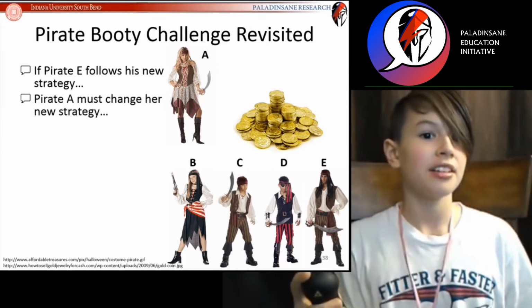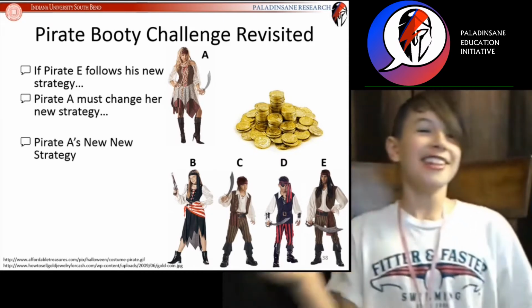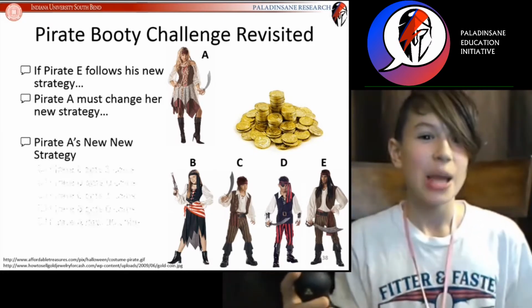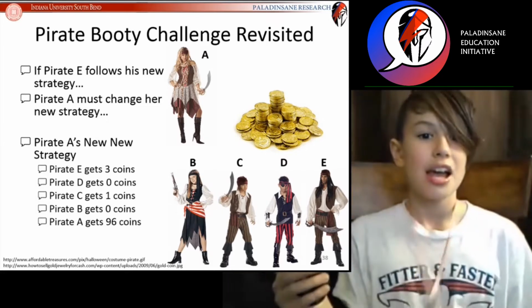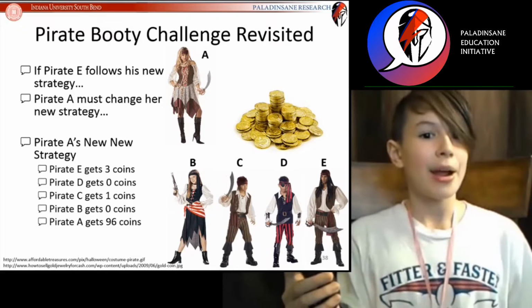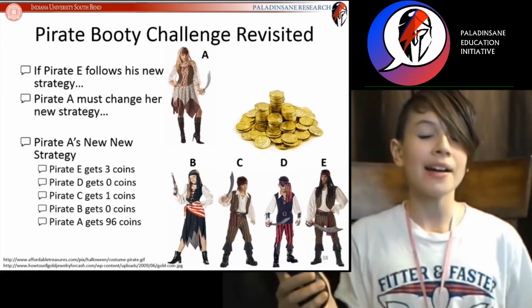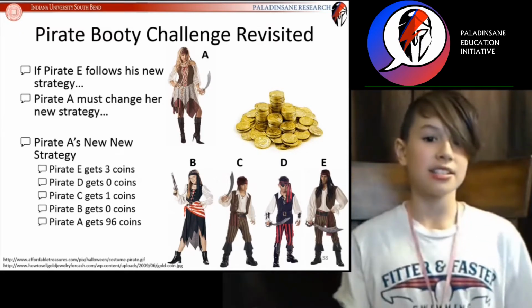Again. Pirate A's new strategy. Pirate E gets 3 coins. Pirate D gets 0 coins. Pirate C gets 1 coin. Pirate B gets 0 coins. And Pirate A gets 96 coins.